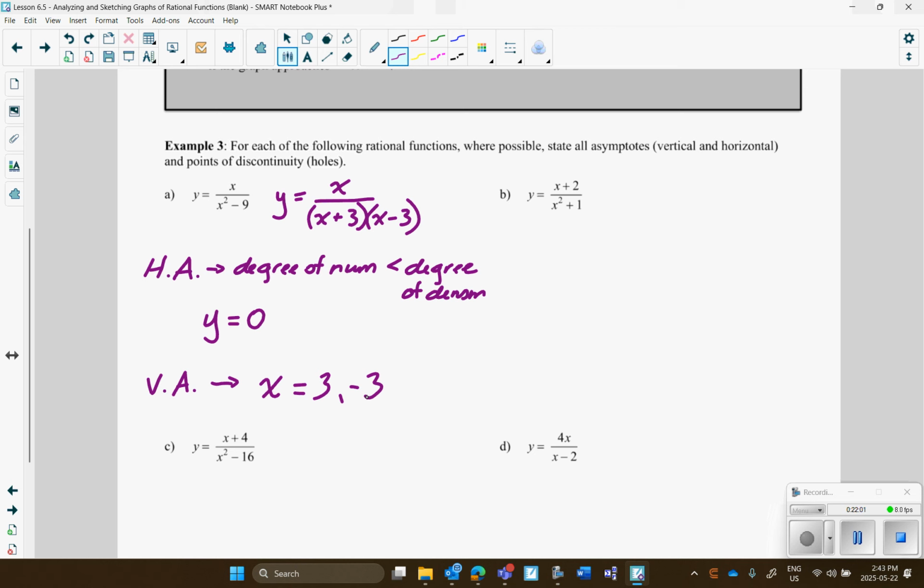B. Can I factor anything? No, so let's go to the horizontal asymptote and look at the degree. The degree of the numerator is less than the degree of the denominator. Therefore, the horizontal asymptote is y equals 0.